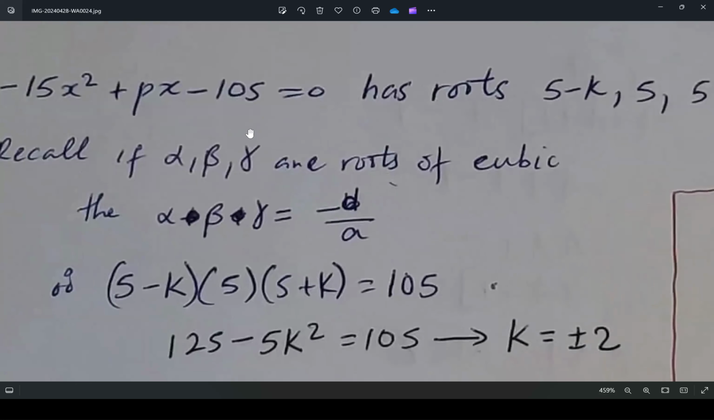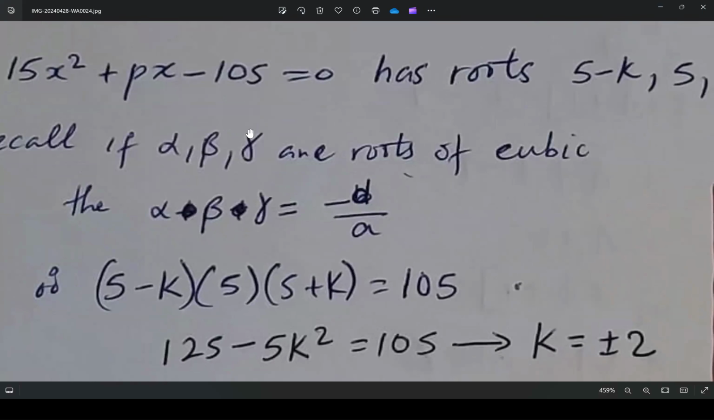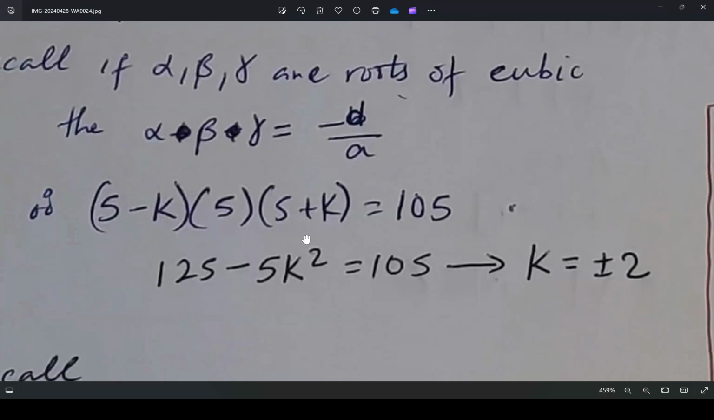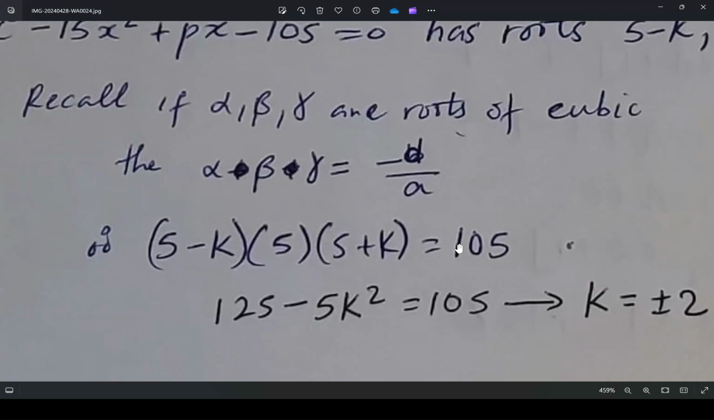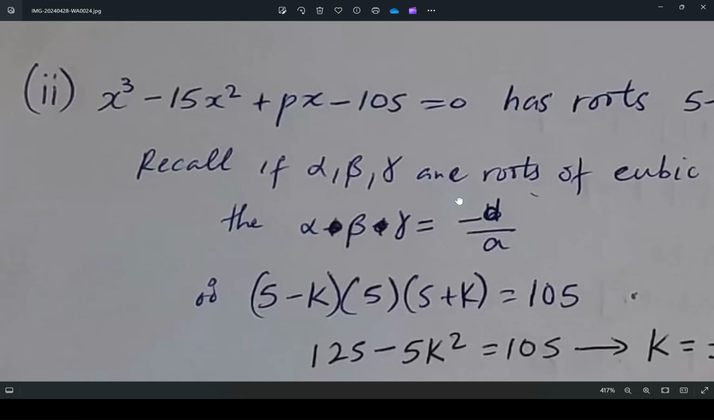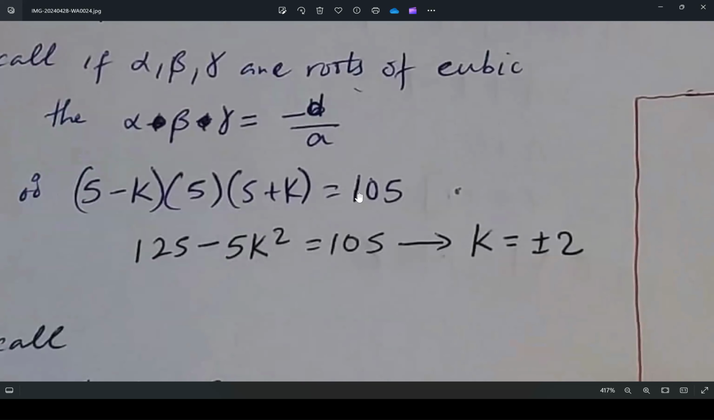When we multiply them together, we're going to realize that we get a simple quadratic, where there's no actual k term, there's only k squared. But we equal that to 105. Remember, for a cubic, a is in front of the x cubed, b is the negative 15, c is the p, and d is the negative 105. So when we solve this equation, we have k can be plus or minus 2.